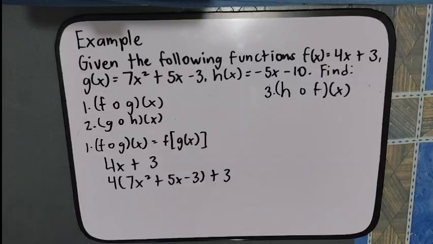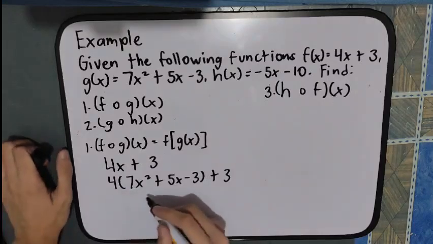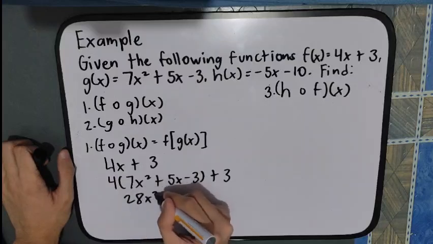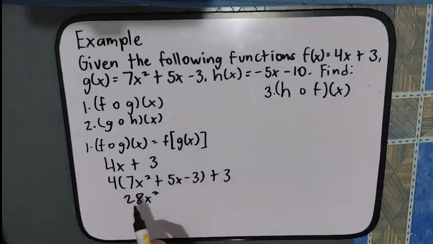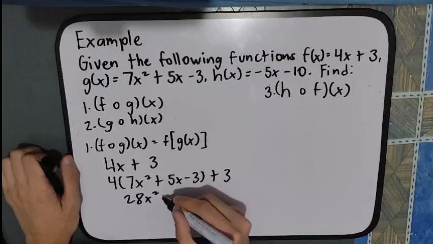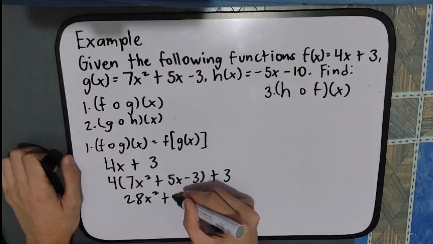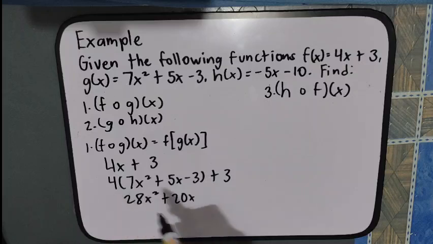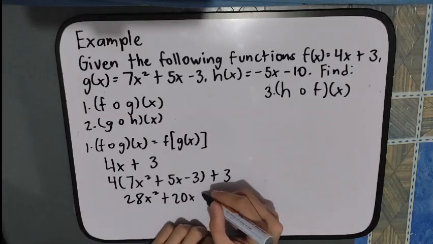After that, we are just going to distribute 4 to the 3 terms inside the parentheses. So 4 times 7x squared, we have 28x squared. 4 times 5x, we have positive 20x. And 4 times negative 3, we have negative 12.